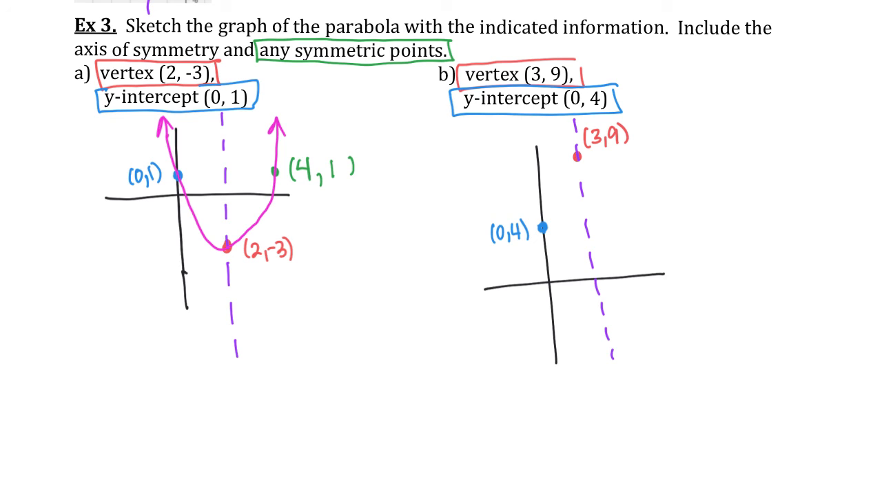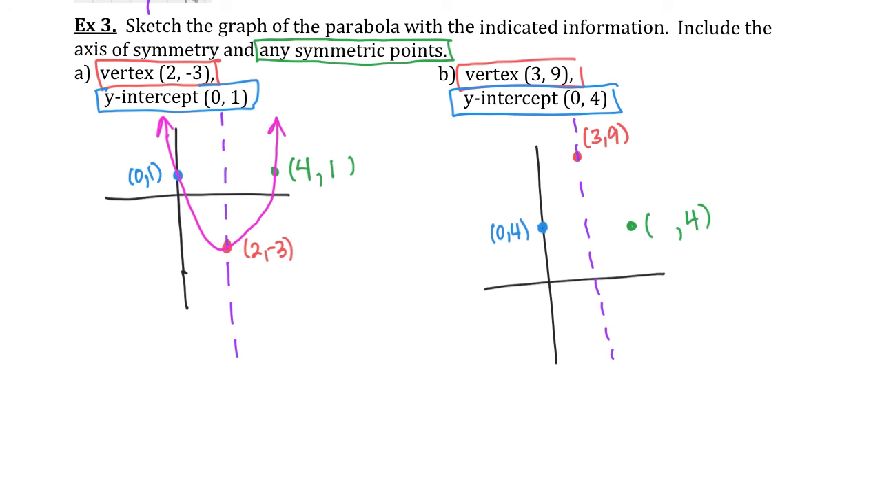Okay, now the symmetric point is going to be the one that's across this line of symmetry from the y-intercept. One on the left, one on the right. Okay, first I'm just going to guess where it goes because it's a sketch. That looks kind of even. Okay, the y value should be the same as the y-intercept because I went up 4. This also should be going up 4.